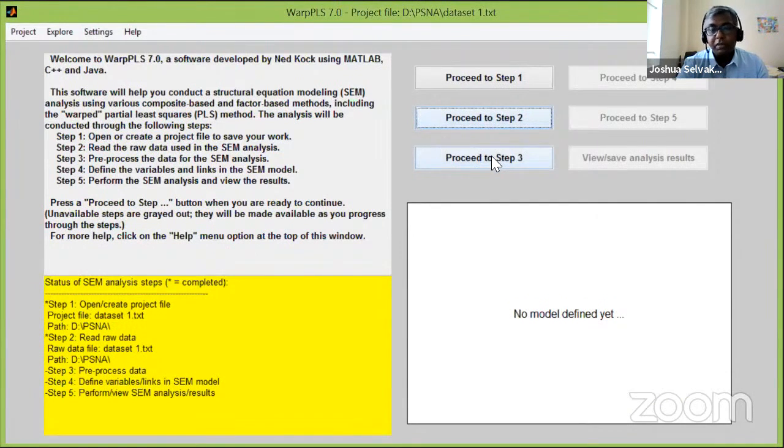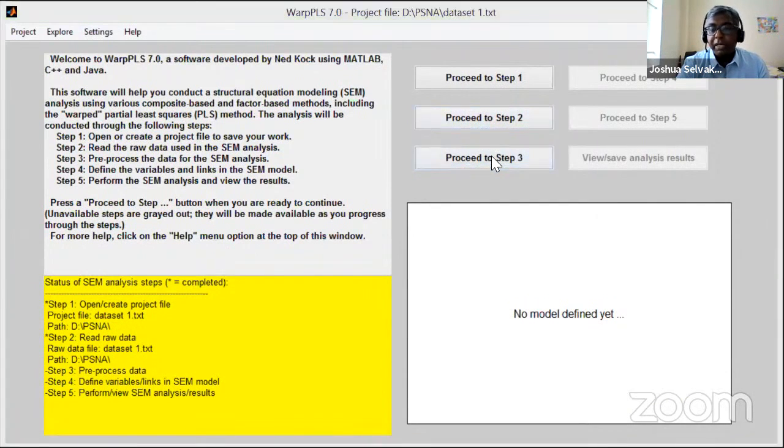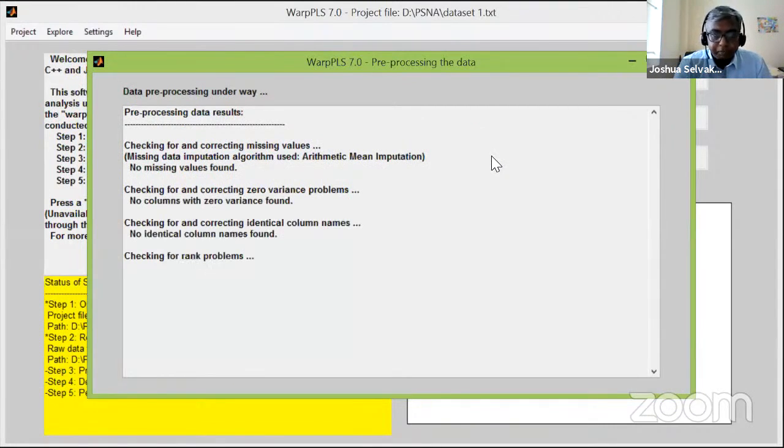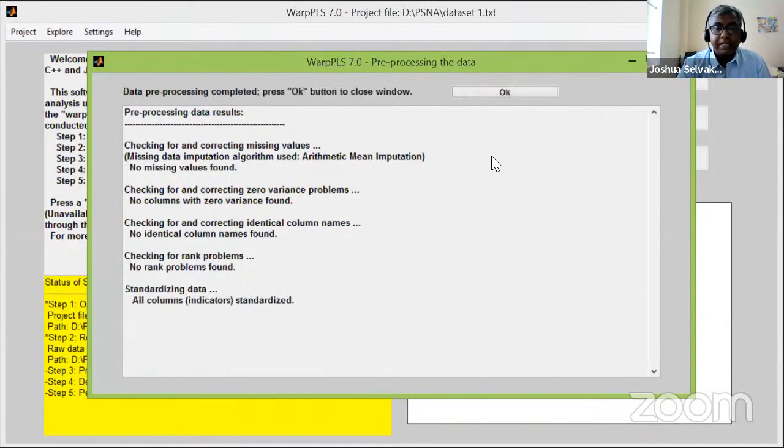Now proceed to step 3. Step 3 is we are going to pre-process the data. What it will do is standardize the data. It will look for errors and everything, and give us error-free data. So it is now standardizing the data. Once it is done, it will stop. So data standardizing is done. Now we give OK. So the data looks good.